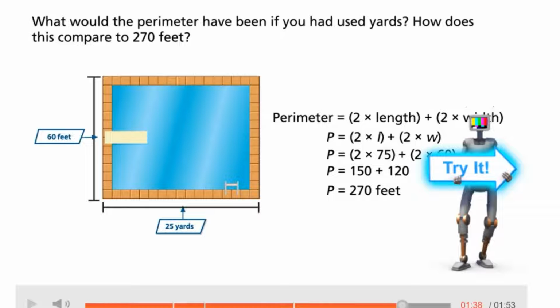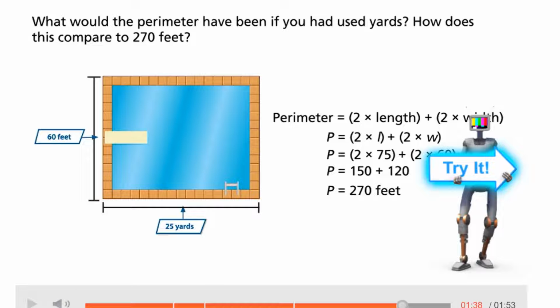Now, if we're going to measure it in yards instead of feet, what we're going to do is we're not going to change the 25 yards. This time we're going to change the 60 feet. Now, when we're going from a small unit to a bigger one, we're going to divide because remember, a lot more of those small units fit inside one bigger unit. Now, we know that 1 yard is equal to 3 feet. So I'm going to take that 60 and I'm going to divide it by 3.